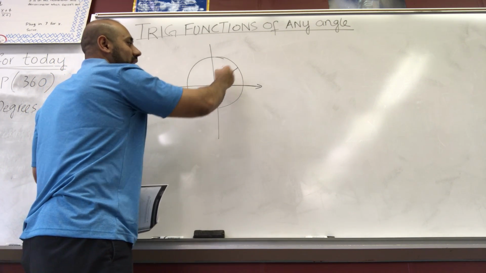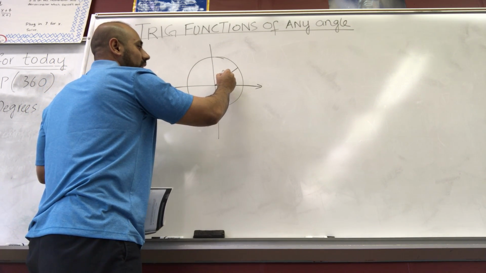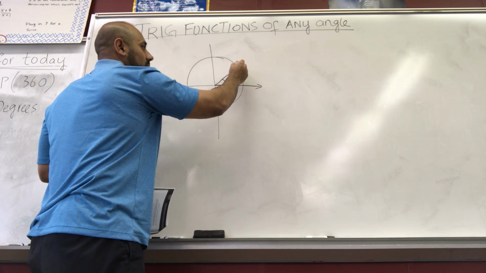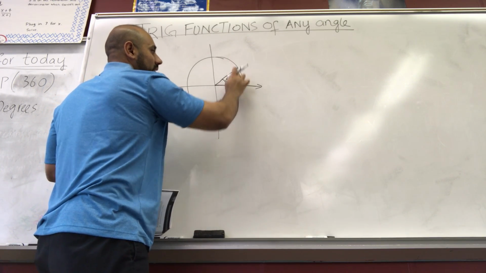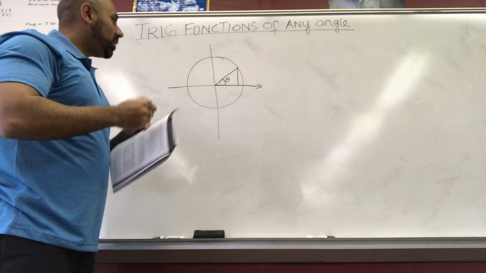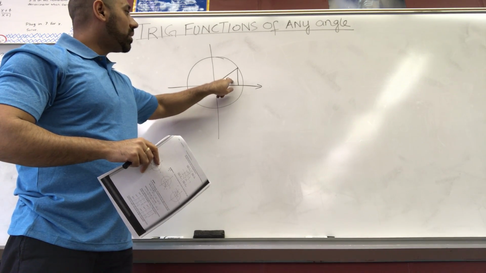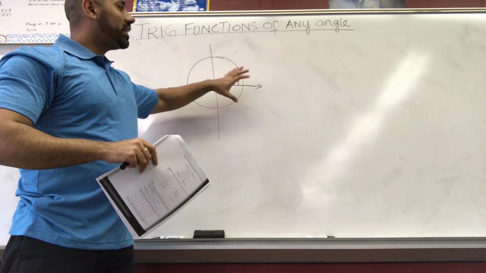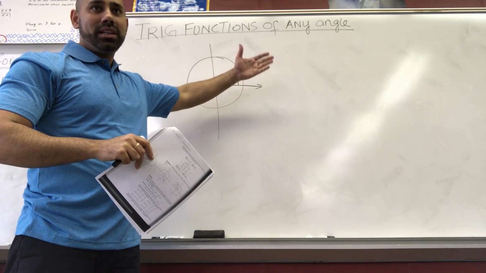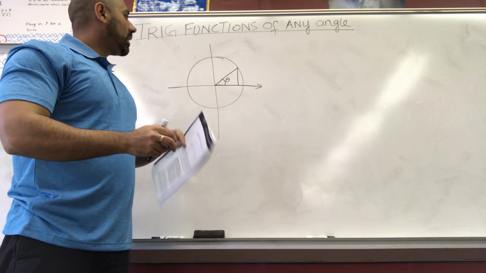So if the terminal side is in the first quadrant, then you can think of this as a right angle triangle, and this is also called a reference triangle. This is in the first quadrant. If it's in the first quadrant, it still looks like the triangle that we have seen before, right? It's a simple right triangle.